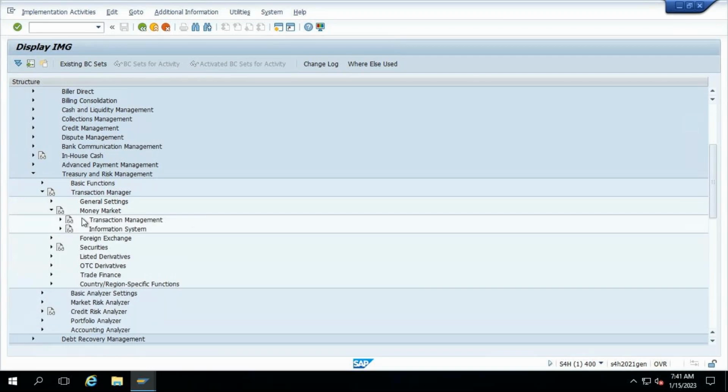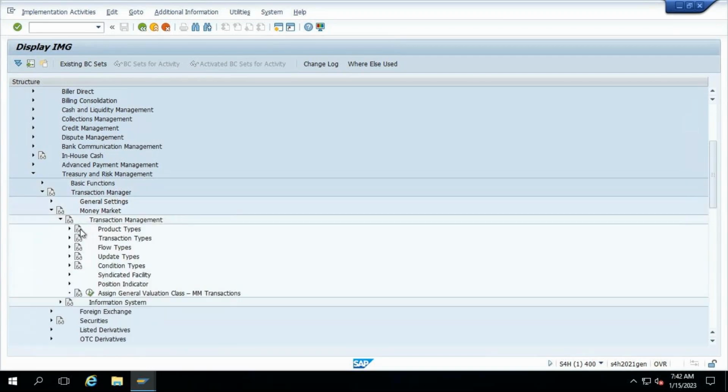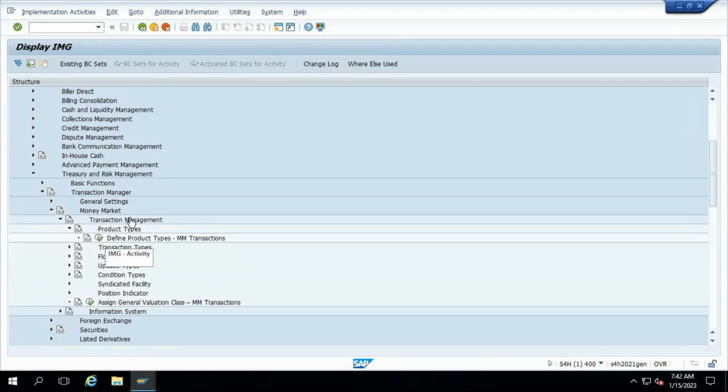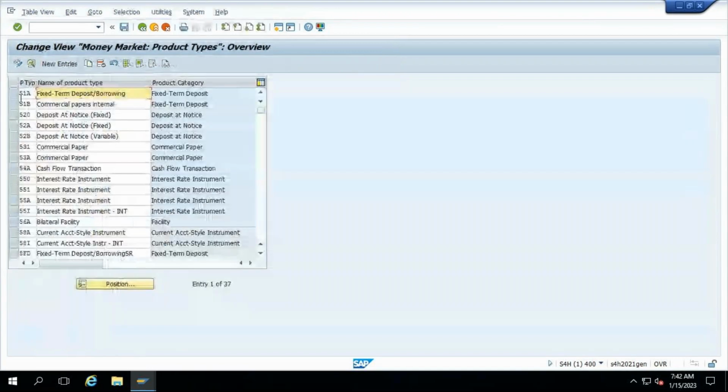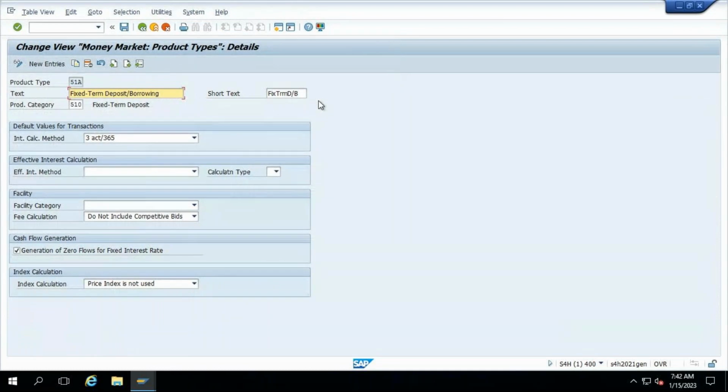let's say we go to the money market. If you go to the product type, we'll discuss all these products. So what is 51A? 51A is basically a fixed term deposit. 51 is basically a term deposit. But when you actually work on any project, you're not going to use the standard product type.